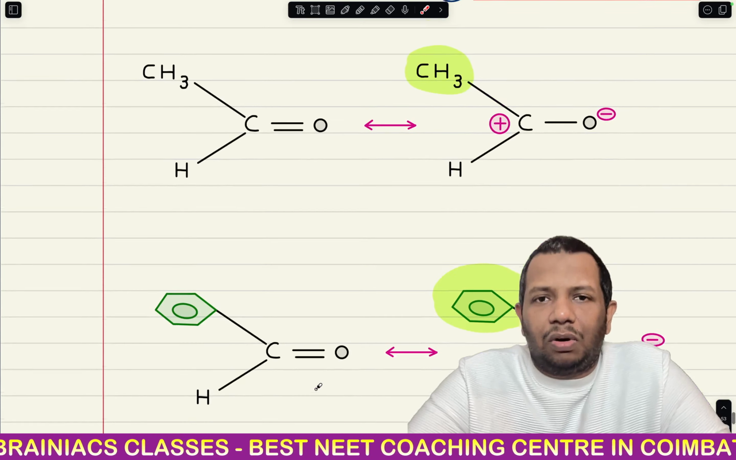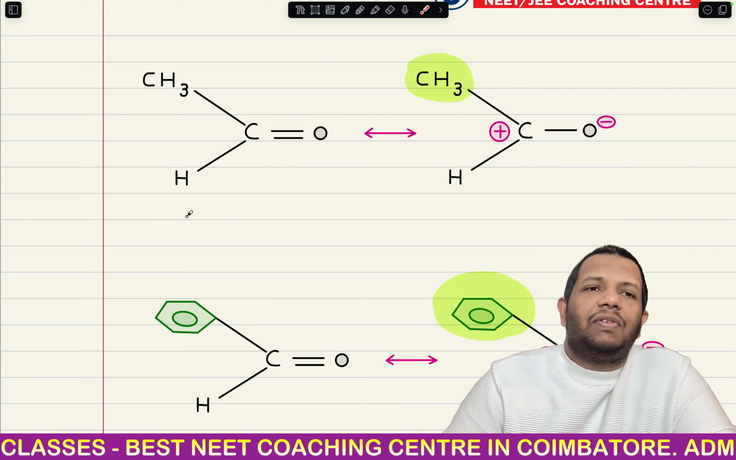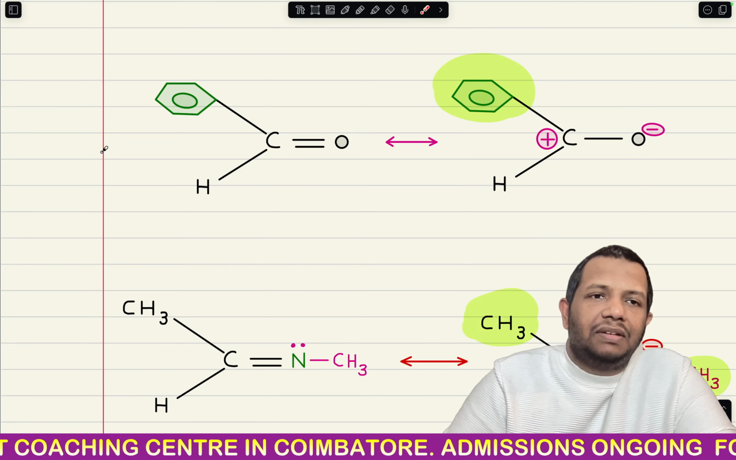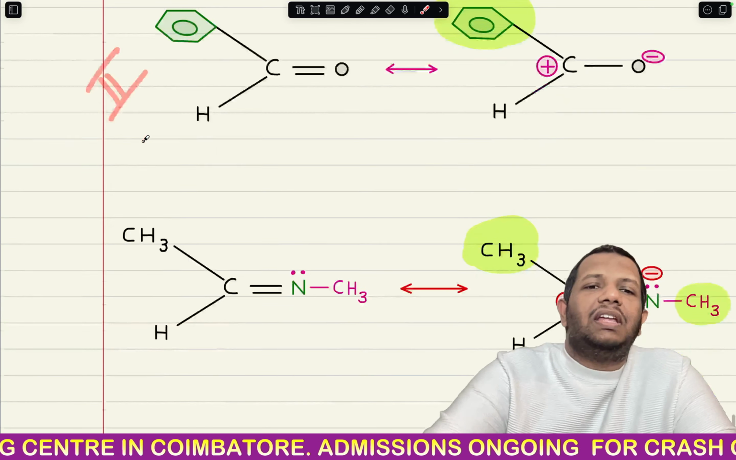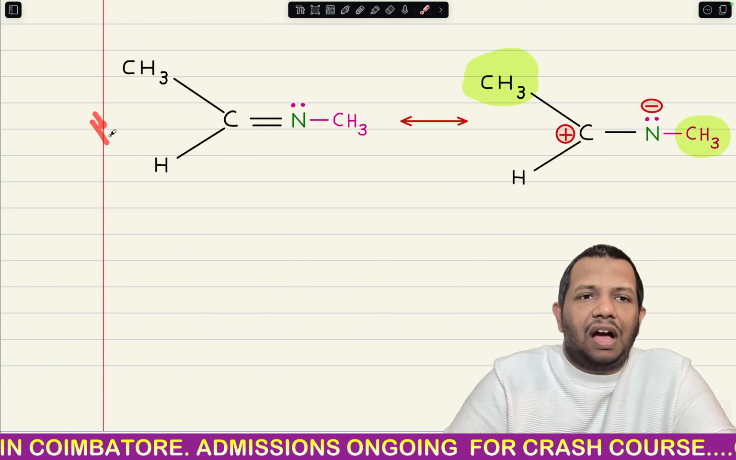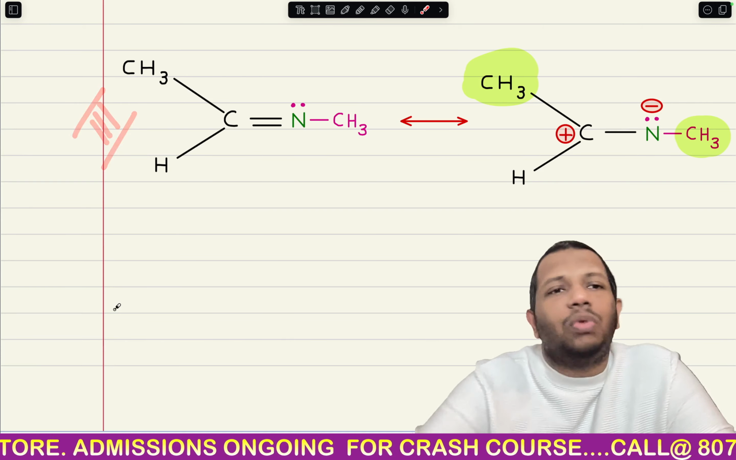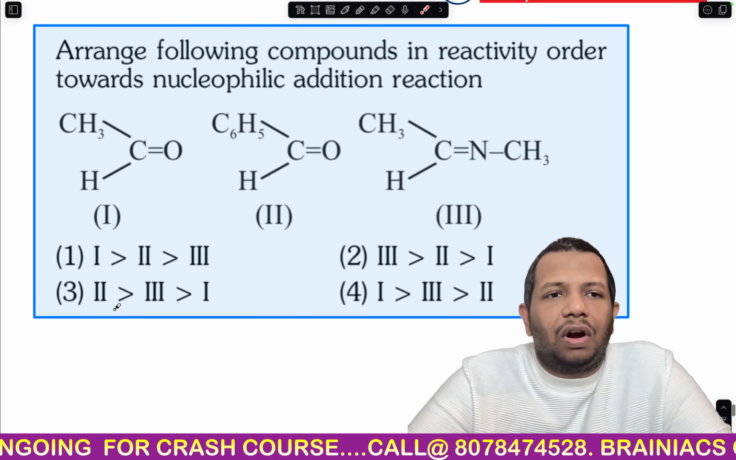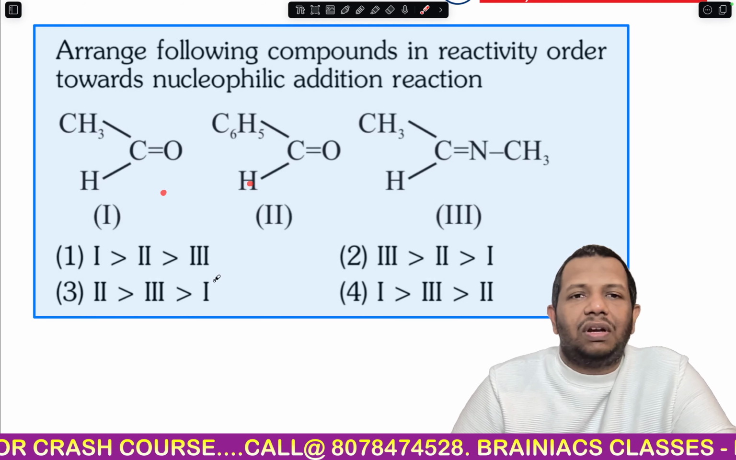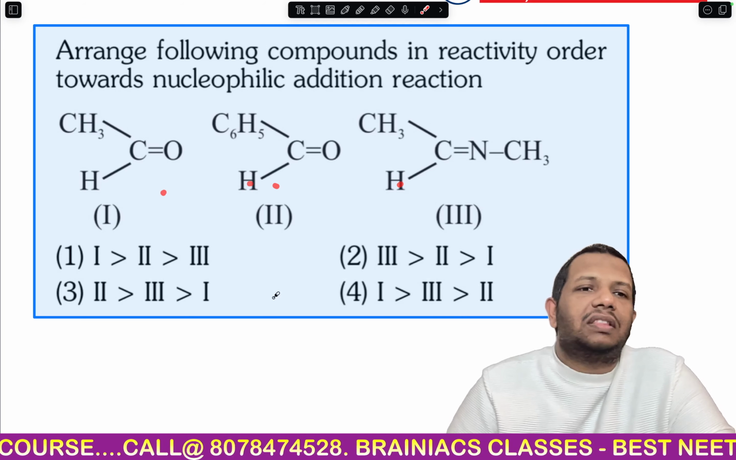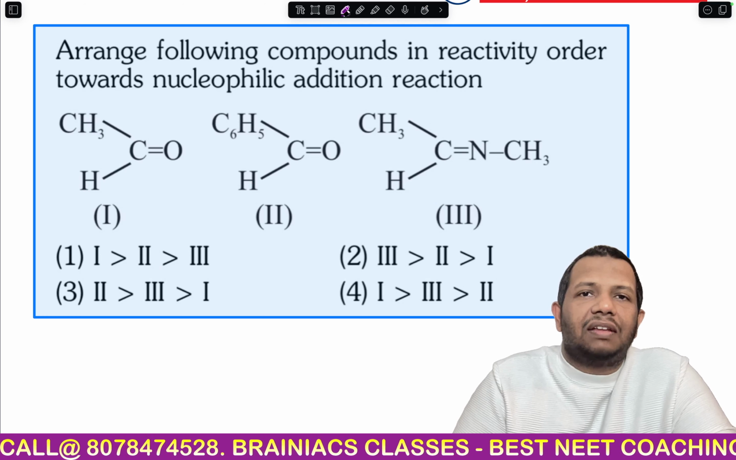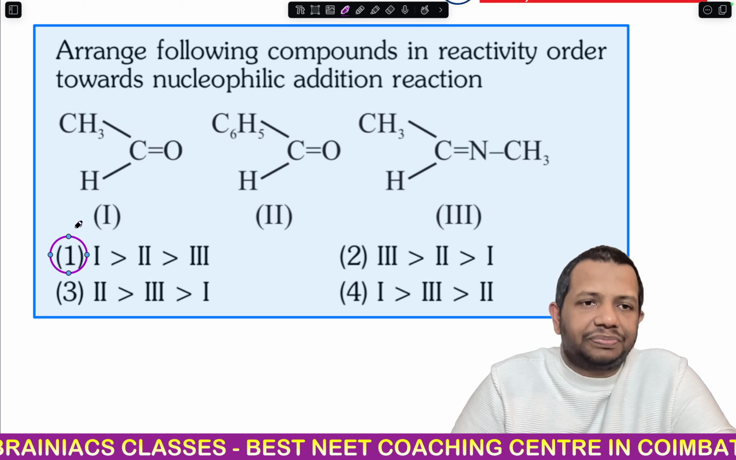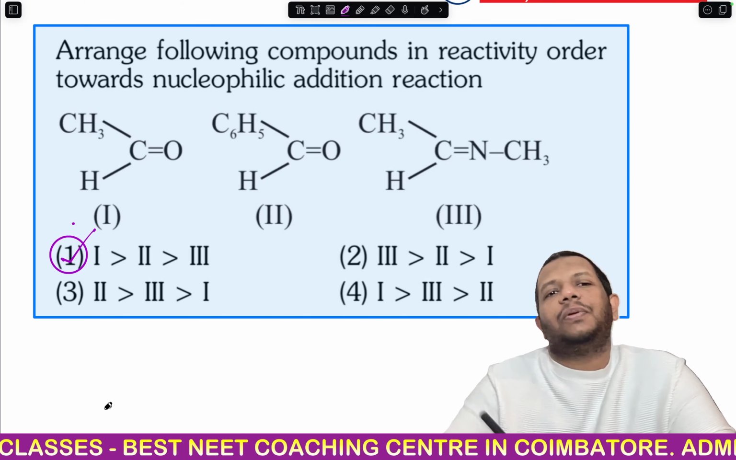So on comparing these three structures, the highly reactive one would be acetaldehyde, then comes benzaldehyde second, and finally the imine derivative will come, correct? So my answer here would be: one is more reactive than the second, which is more reactive than the third. So the answer for this particular question is option 1. Hope it is clear for you.